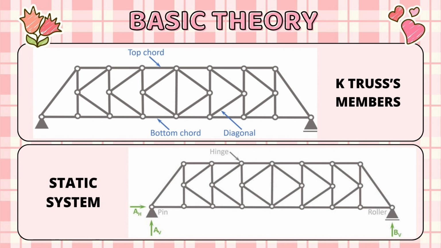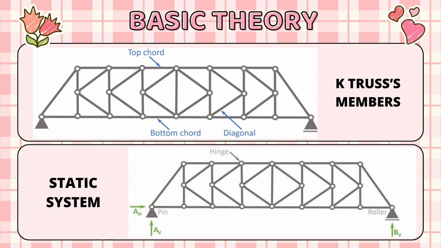K-truss members are the top chord, bottom chord, and diagonals. K-truss are mainly used as bridge structures. In most cases, steel is the main material. However, timber could also be an option.